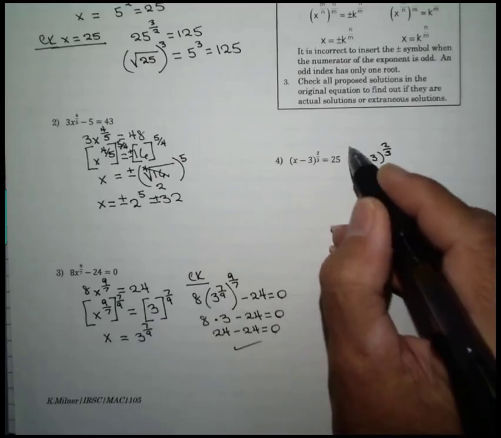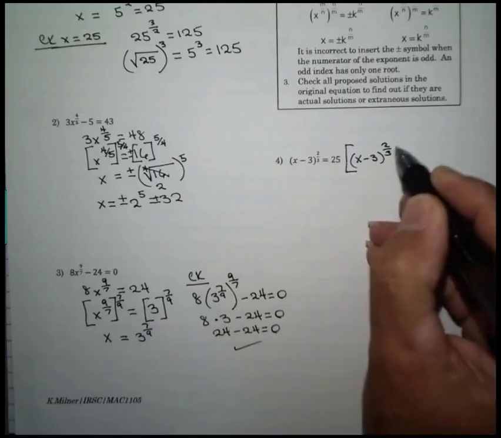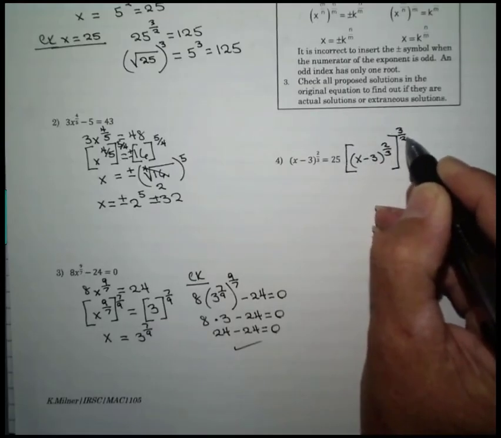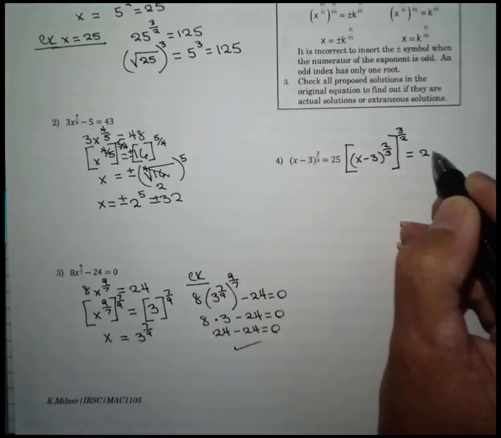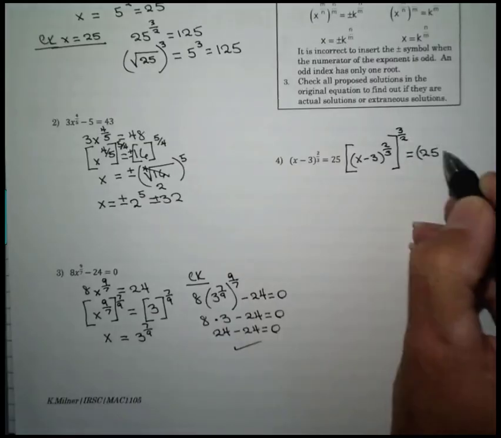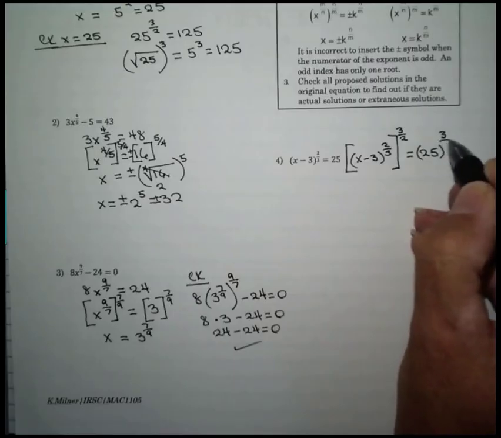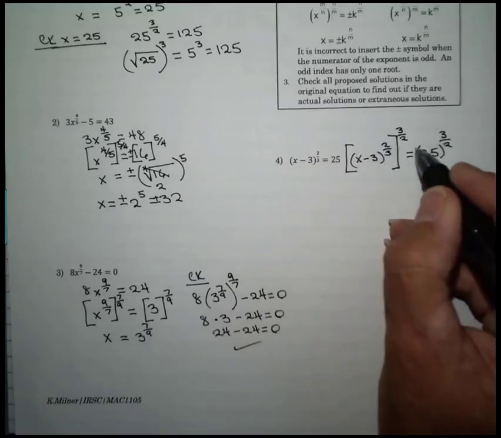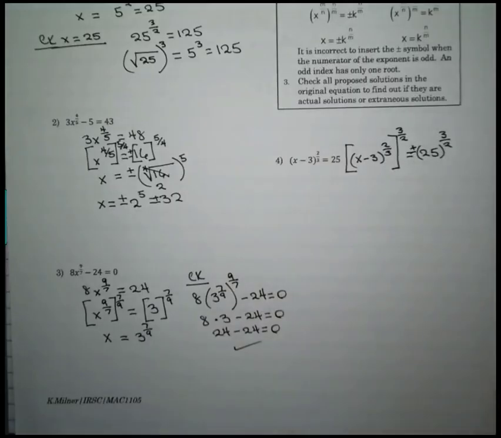I'm going to have a plus or minus, right? And then I'm going to take this whole thing and raise it to the power of 3/2. And that's going to equal 25, also raised to the power of 3/2. But because the original exponent had an even numerator, I have to say plus or minus here.